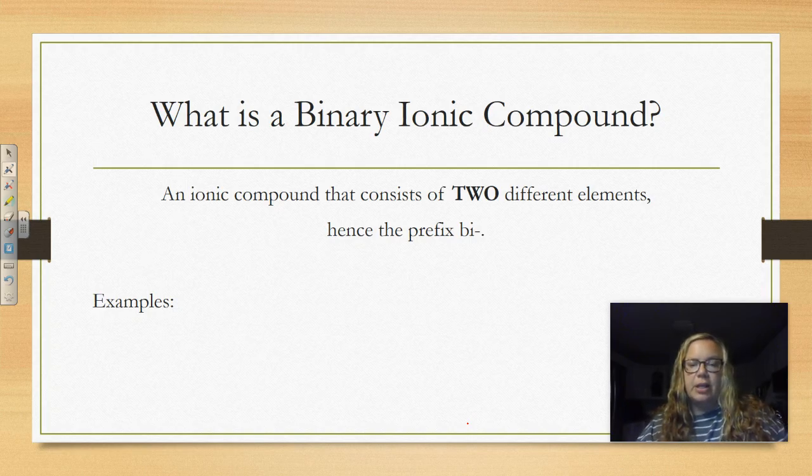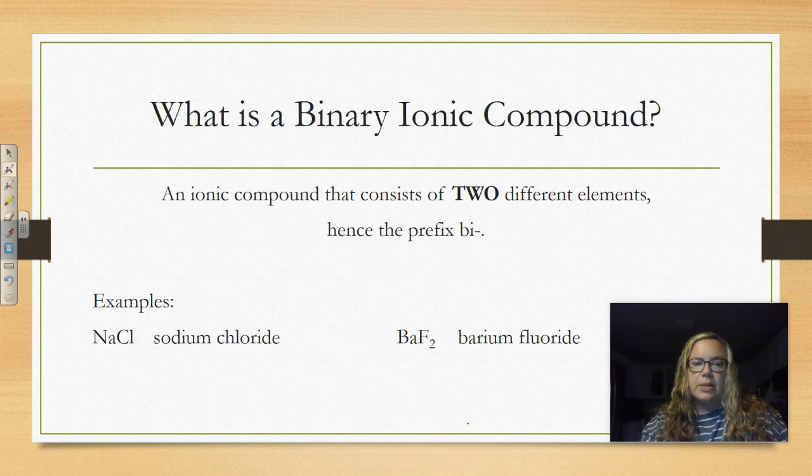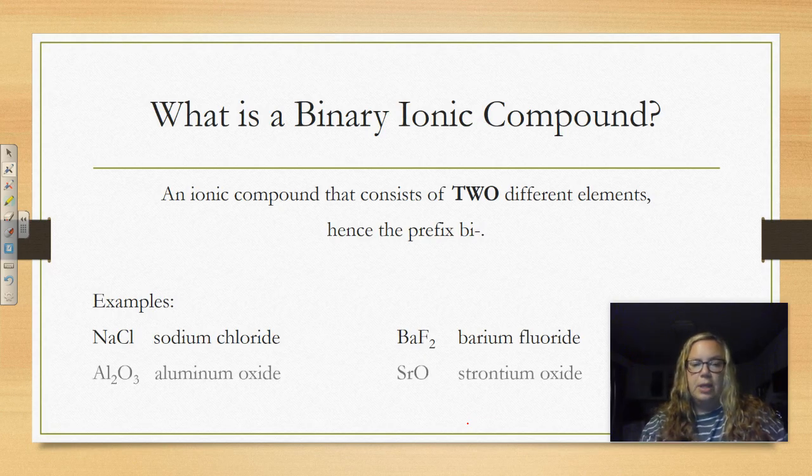First of all, what is a binary ionic compound? It's an ionic compound that consists of two different elements. Hence the prefix bi, just like a bicycle has two wheels. So let me show you some examples of binary ionic compounds. We have NaCl. Na is one, Cl is two elements. Put them together, you have sodium chloride. BaF2, you have barium, you have fluorine as a different type of element. You have two types of elements, barium fluoride.